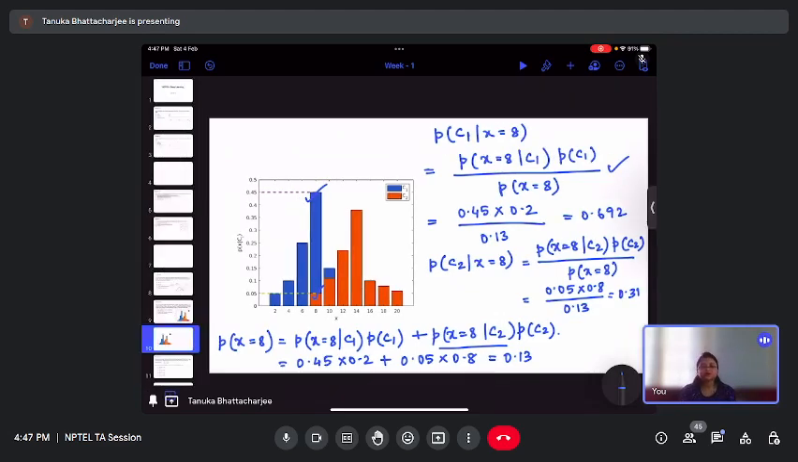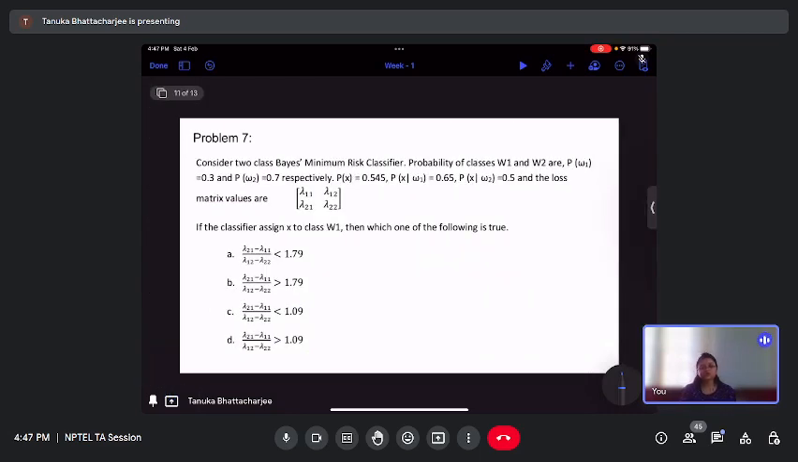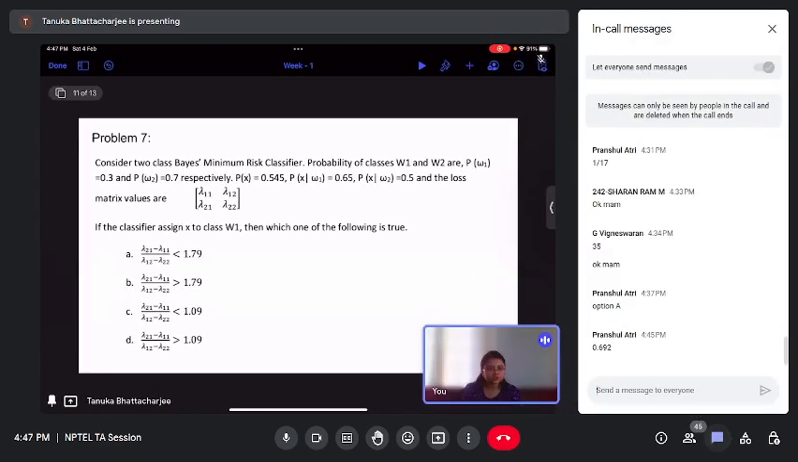This was about these probability calculations, and we have already seen the Bayes minimum error classifier. Now, the more generalized form of that is the Bayes minimum risk classifier. So, the next question is on the Bayes minimum risk classifier for two class classification. I hope there is no question about the previous problem.